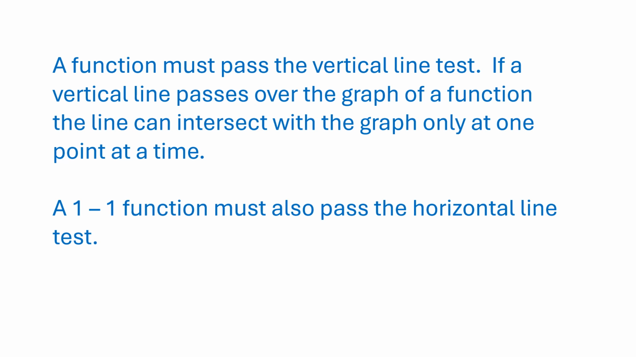To have a function, we must pass the vertical line test, which means we look to see if the function has two y values for any x value. The simple way of doing this is to graph the function and take a piece of paper, which has a very straight edge, and pass it slowly over the function, making sure one point appears at a time. A one-to-one function must also pass the horizontal line test because the inverse function must also be a function.